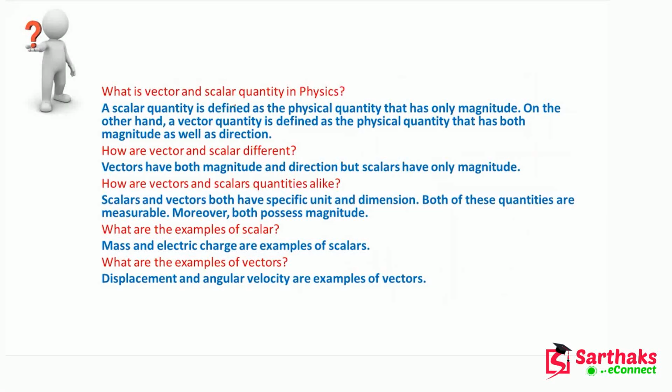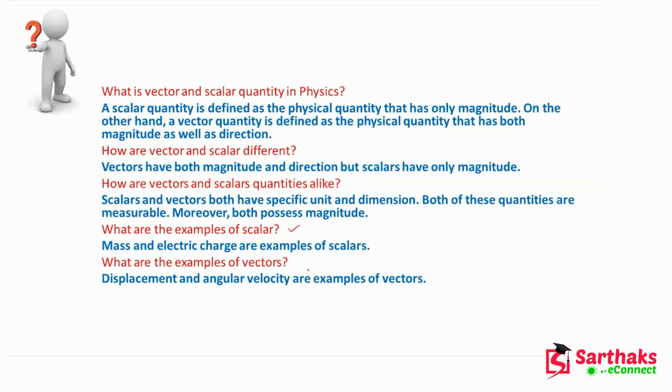What are vector and scalar quantities in physics? A scalar quantity is defined as a physical quantity that has only magnitude. On the other hand, a vector quantity is defined as a physical quantity which has both magnitude and direction. How are vector and scalar different? Obviously, one has direction, another does not have any direction. How are vectors and scalar quantities alike? Both have dimension, that is the magnitude. Both are measurable. What are examples of scalar? So many examples I have given. From that, you just pick any two and give them.